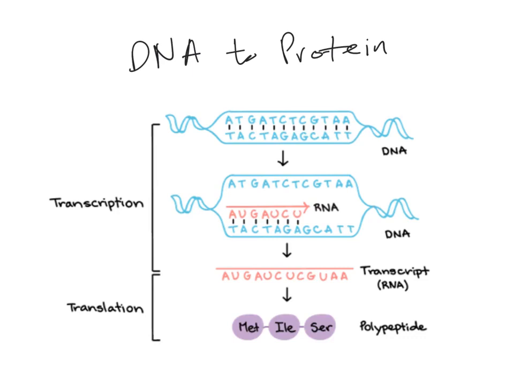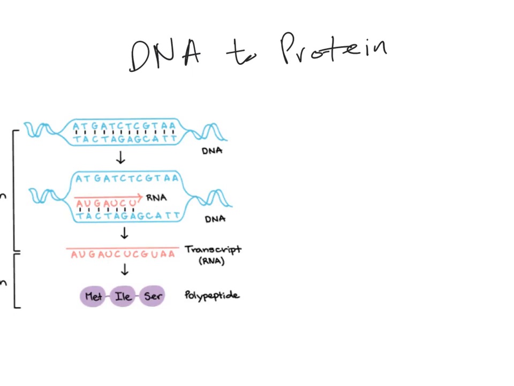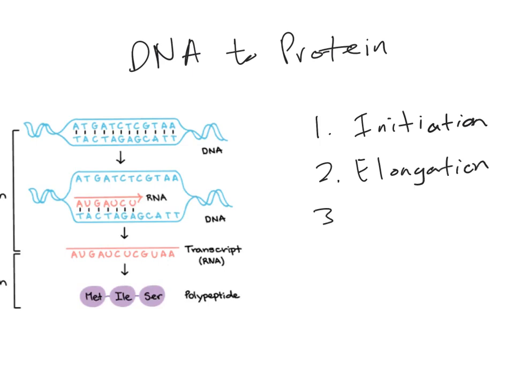In this video, what we'll be talking about is how we go from our DNA inside our nucleus to a protein. Now there's two processes, transcription and translation. Each process has three parts. One, initiation. Two, elongation. And three, termination. This is basically your start, building up your chain, and your end.